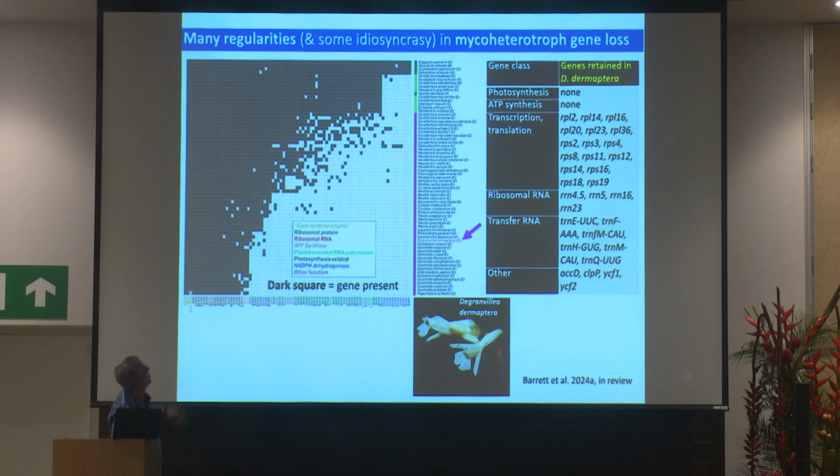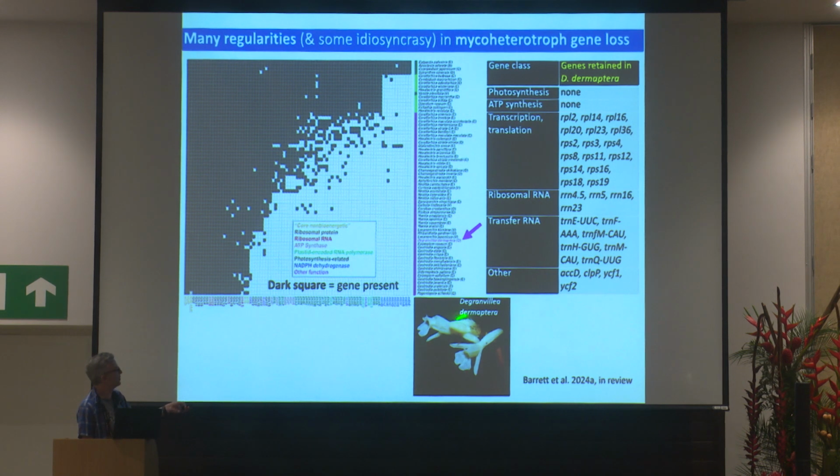It's all orchids. So the dark squares there represent when a gene is retained, and the white spaces are when a gene has been lost. So you can see there's a range of situations here, and we can use information like this to go from pattern to process, to make predictions about how genes are lost.